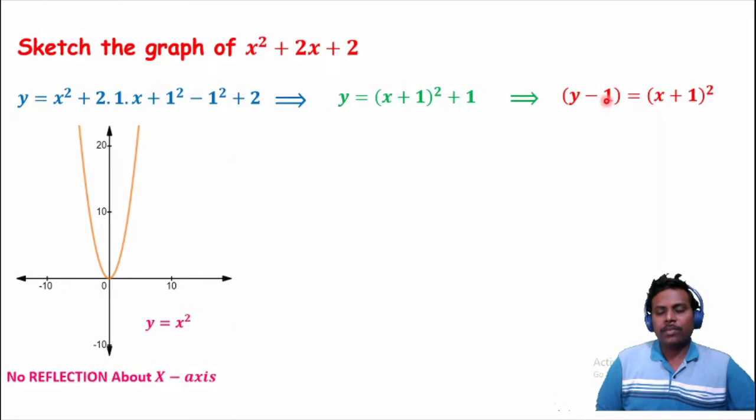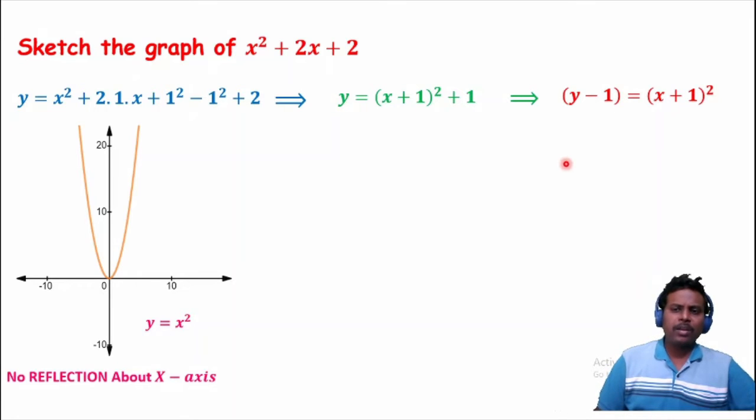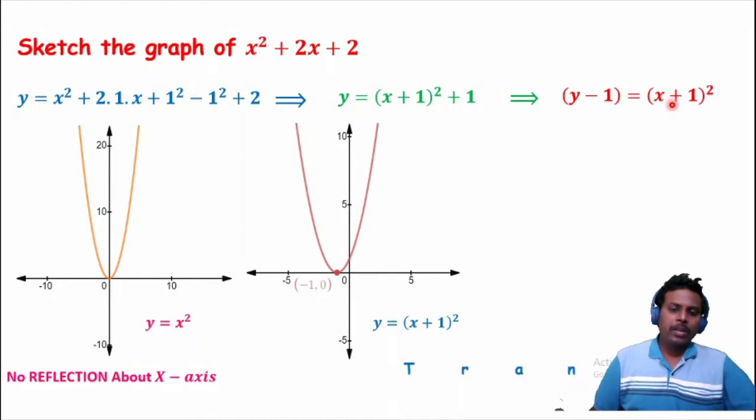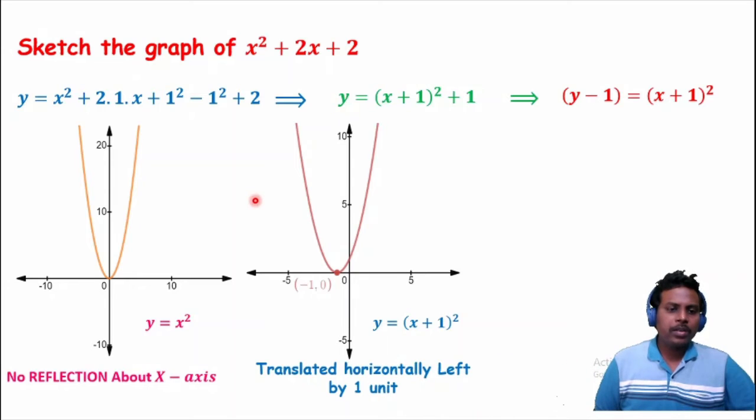Now the next step is to draw either the horizontal translation or the vertical translation. There are both translations here. Horizontally the graph is translated and vertically also it is translated. Now we'll go with the horizontal translation. Horizontally, how many units has it translated? One unit. Left or right? It is left. So here is the graph of it. This graph is translated left by one unit.